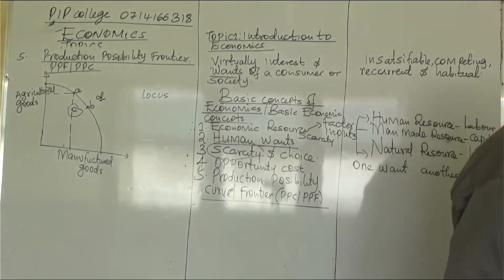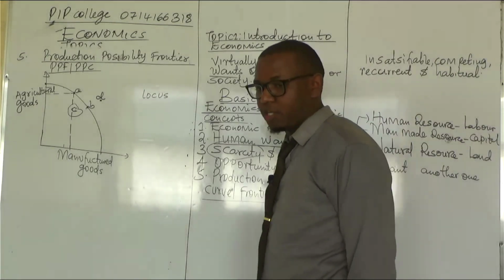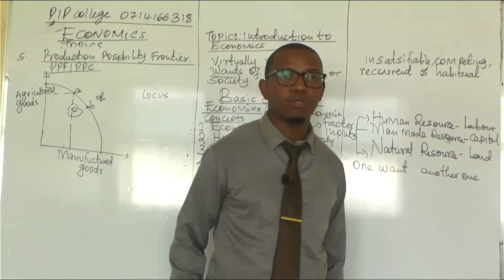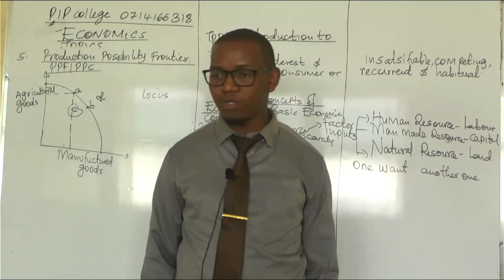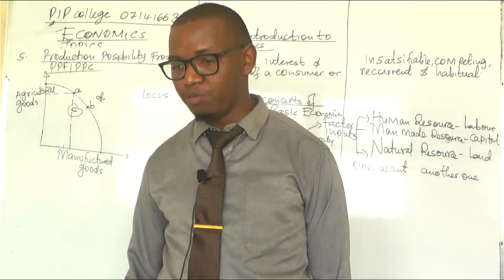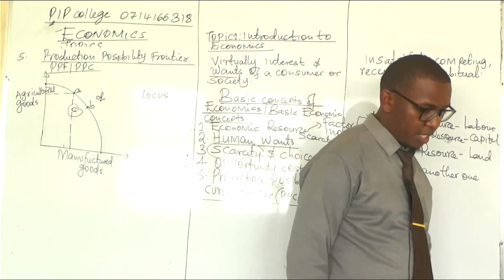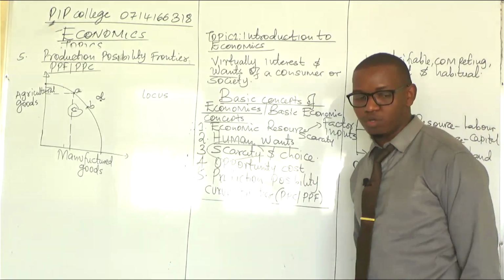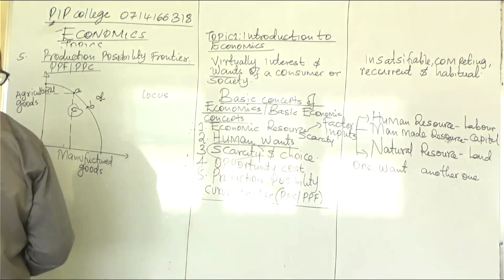Say, assuming a hypothetical situation where a country can produce only two types of goods, that is agricultural goods or manufactured goods.